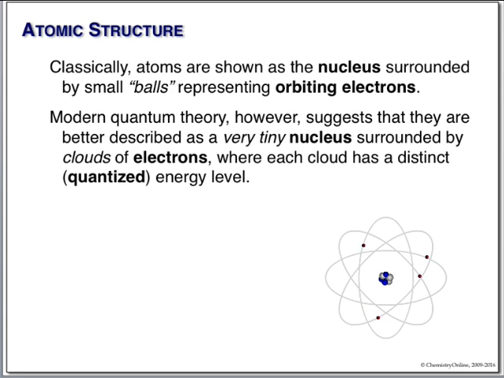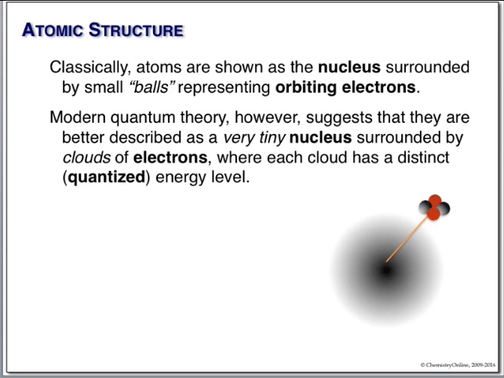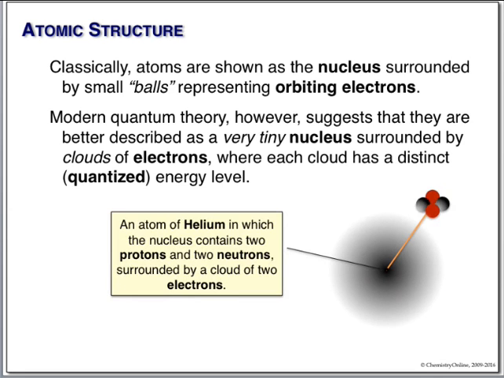Quantum mechanics tells us that the nucleus is much, much smaller, and that the electrons are not in orbits, but they simply occupy a region of space. This represents an atom of helium. Here in our nucleus, we have 2 protons and 2 neutrons, and we have 2 electrons surrounding it. So we have 2 positive charges here in the middle, and 2 negative charges outside. And that means that this is a neutral atom. 2 pluses, 2 minuses.